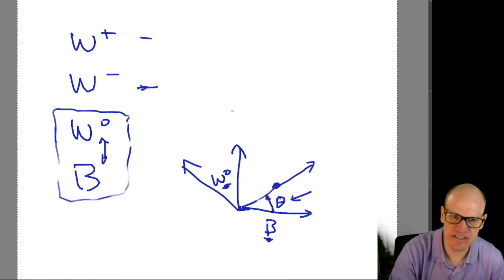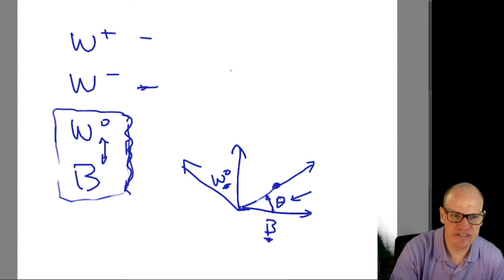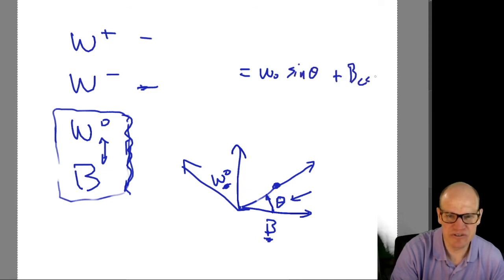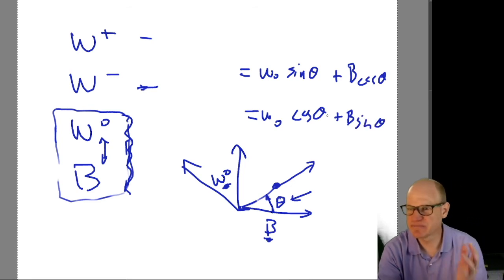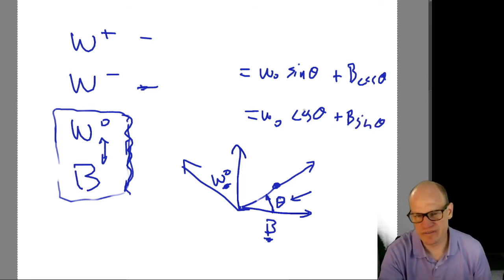So basically what you get is you have one particle that is a sum of these two things. So you get some particle that is equal to W naught times sine of whatever that angle is plus B times cosine of that angle, and you get another particle that is W naught cosine theta plus B sine theta. There might be a minus sign in here somewhere that I'm missing. It's not important.